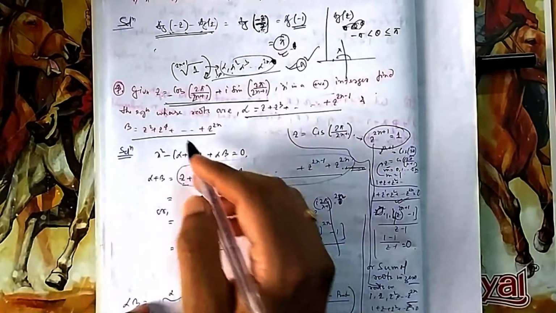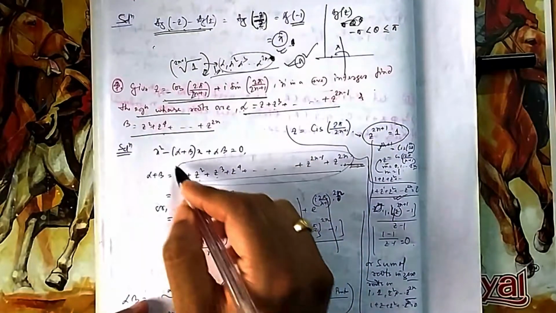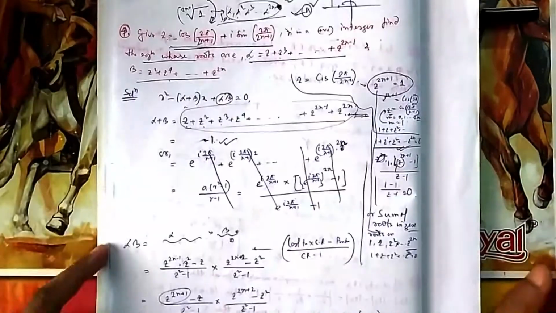So you got this one already. Because you need an equation whose roots are this, you need the sum of roots and you need the product of roots. You need the product of these two.